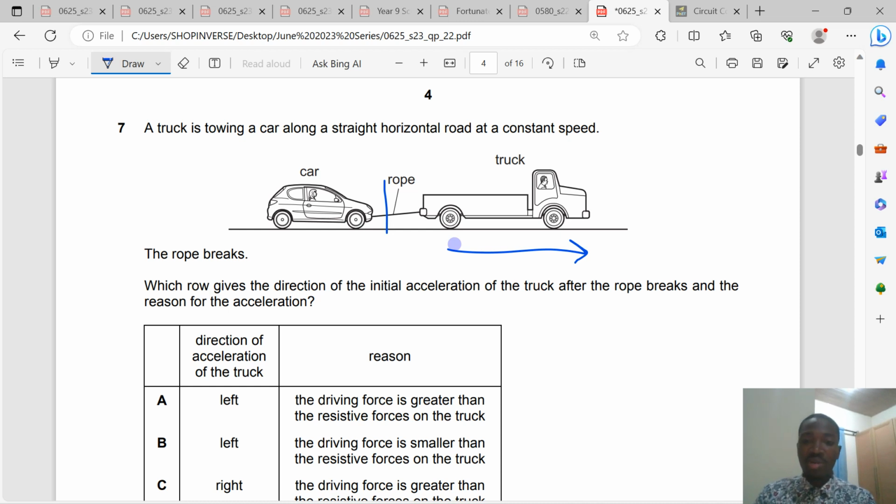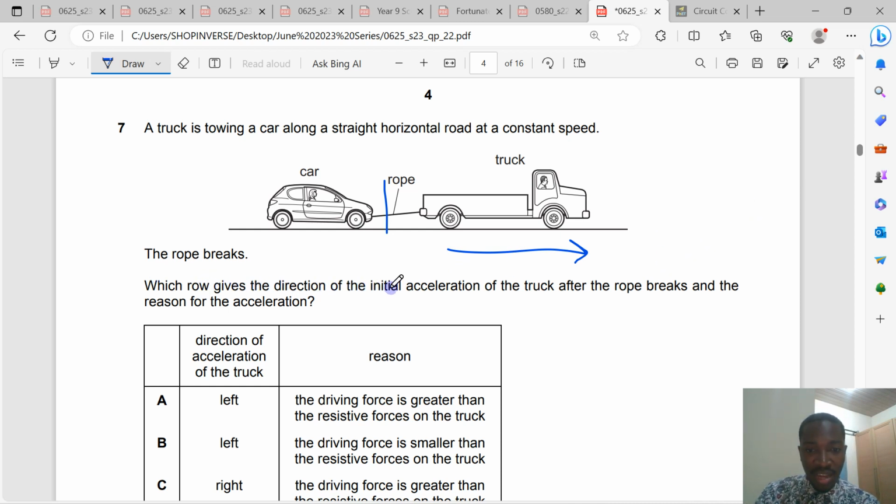Yeah, so imagine yourself pulling an object with a rope and suddenly that rope cuts. What happens? Your hand moves forward very fast. So that means the truck will definitely accelerate forward. Okay. Yeah. So let's see.